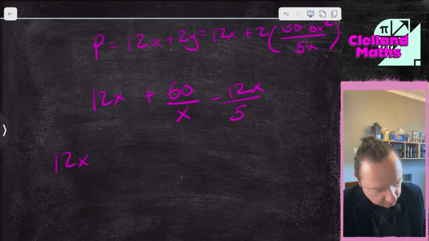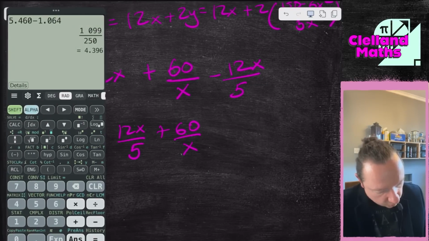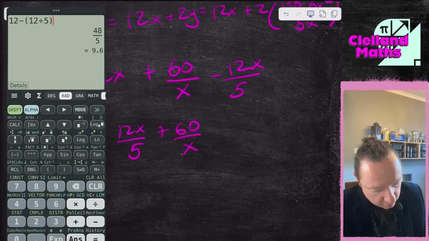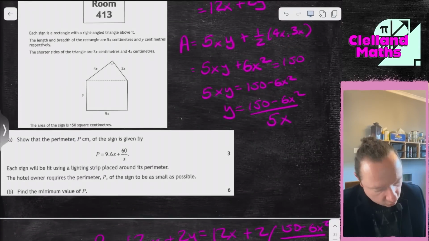12x minus 12x over 5 plus 60 over x. Now it had a decimal answer, so I'll just work it as a decimal. 12 minus 12 over 5 is 9.6. So our perimeter is 9.6x plus 60 over x as required.